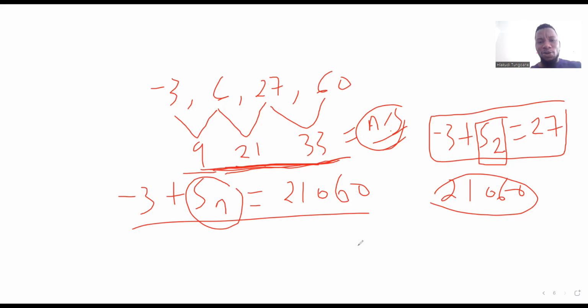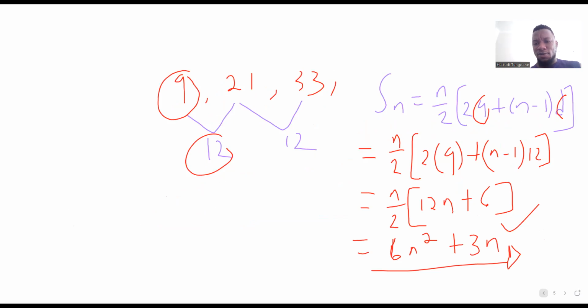And we know for Sn, if you go back to the formula that we just derived, remember we derived that Sn was equal to 6n squared plus 3n. I think that's what we derived. Let's just check the second question. Yes, that's what we derived. Indeed, this is the Sn formula.